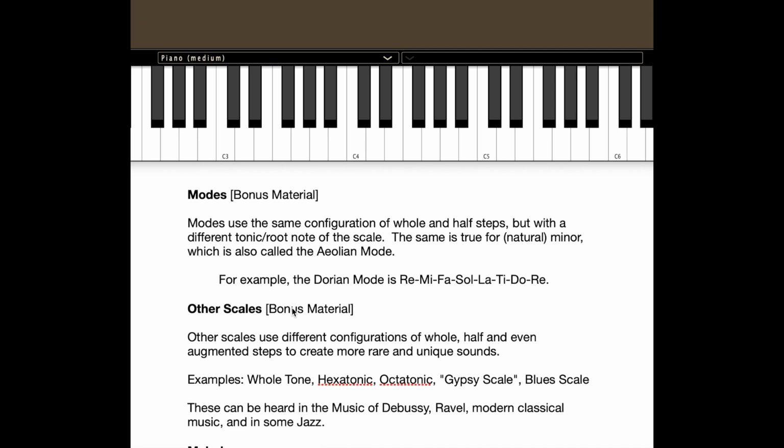There's something called the blues scale. It should be like this.